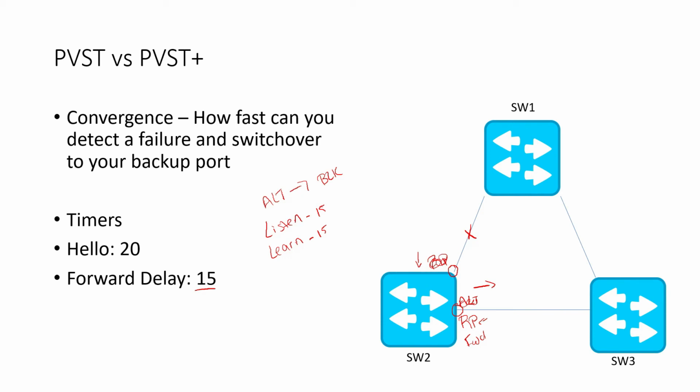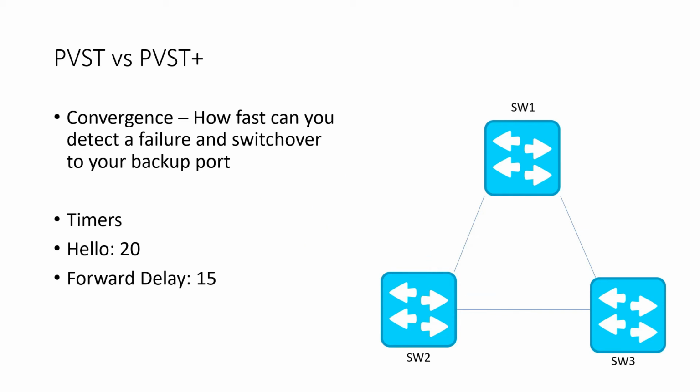30 seconds in computer networking is a very long time. We don't want to wait 30 seconds before our network converges. We want to see our network converging in seconds. So 30 seconds is a very long time. It can be even worse when you have an indirect failure.